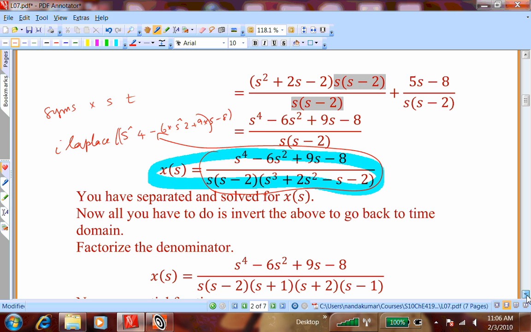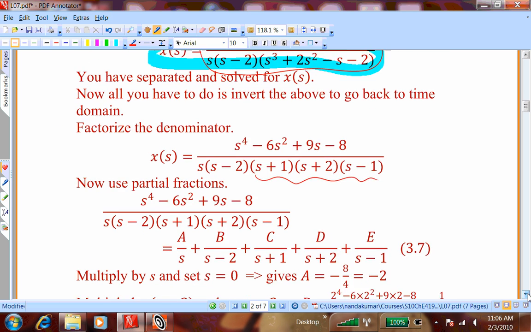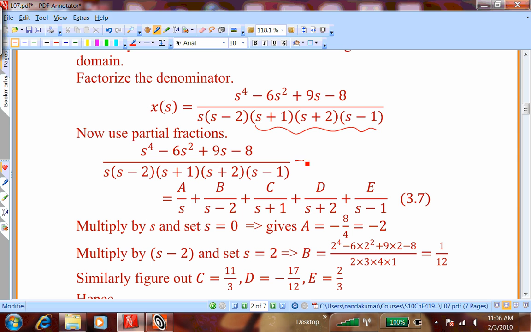But if you're doing it by hand, the very first step is to take this expression, the cubic expression, and factor it. Okay? Write it as s plus 1 times s plus 2 times s minus 1. Okay? And then you now have all factor terms in the denominator. So write them as a sum of partial fractions. Okay? So the partial fraction step is to write this as equal to A over s plus B over s minus 2, which is the second term, plus C over s plus 1, which is the third term. So there are five terms, and you need to find A, B, C, D, and E. Okay? That's going to take you 20 minutes in an exam, right? To go through this step.